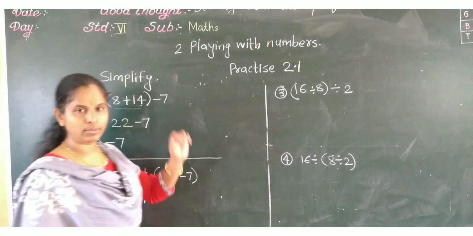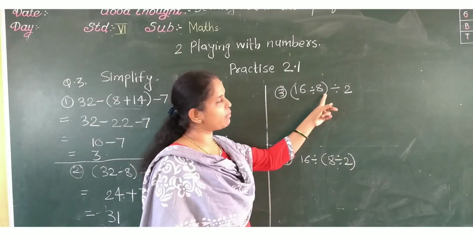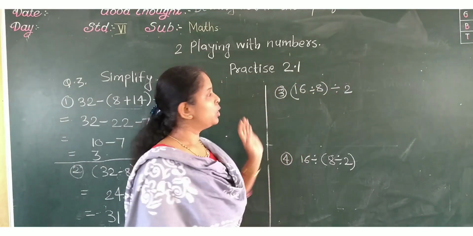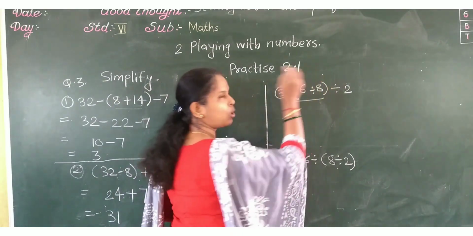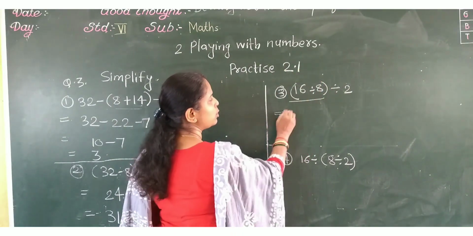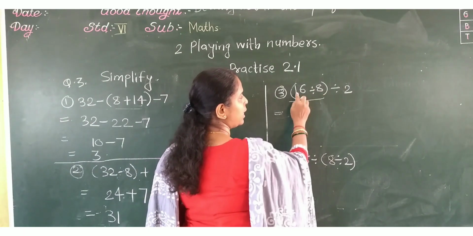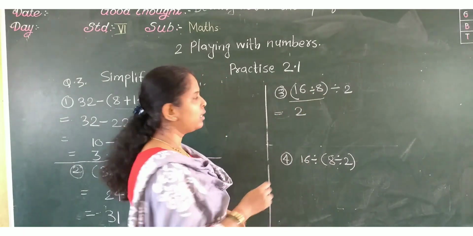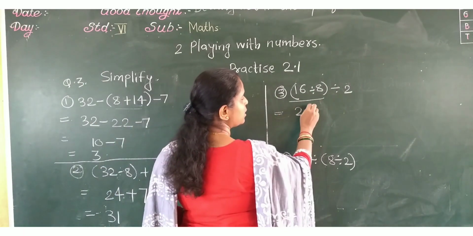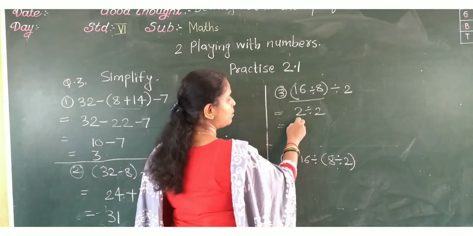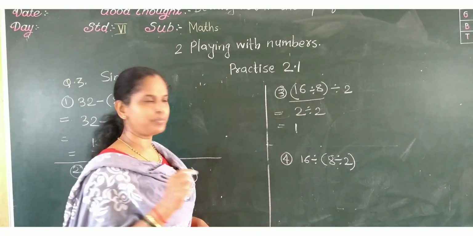Now next, the third one. See here. 16 divided by 8 divided by 2. So first we will have to solve the bracket. 16 divided by 8 is 2, since 8 2s are 16. Now this write as it is, divided by 2. 2 divided by 2, the answer is 1.